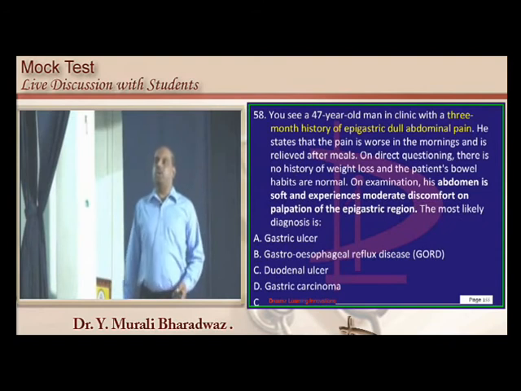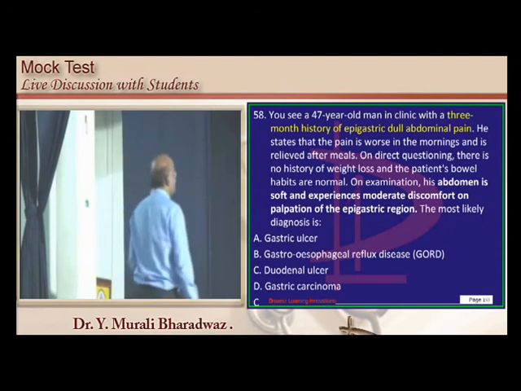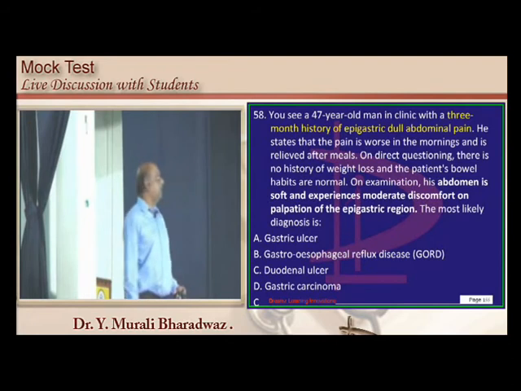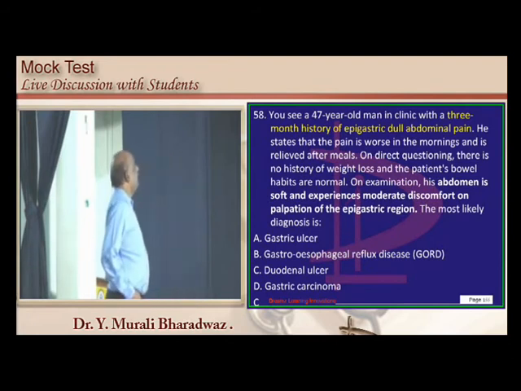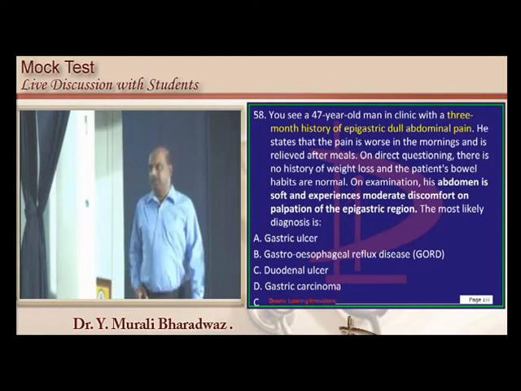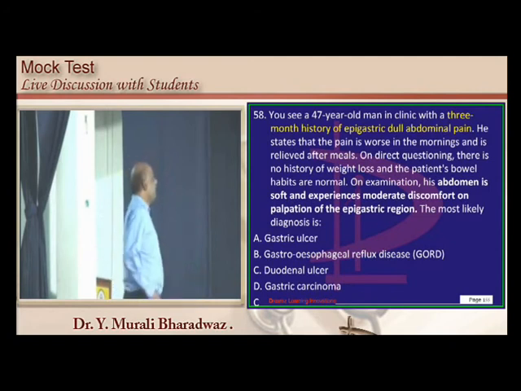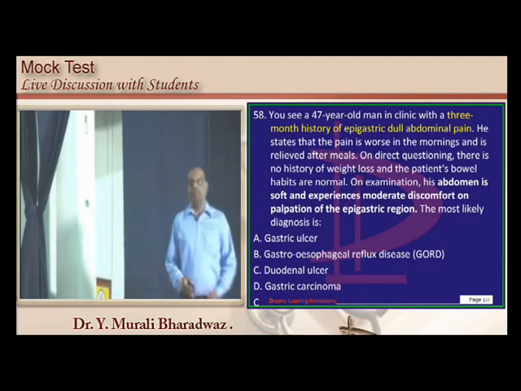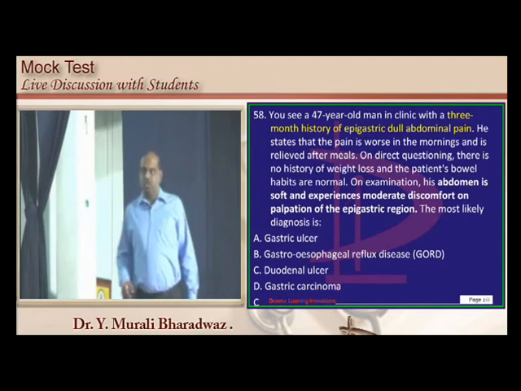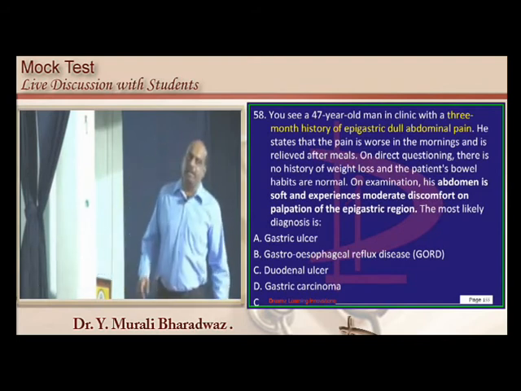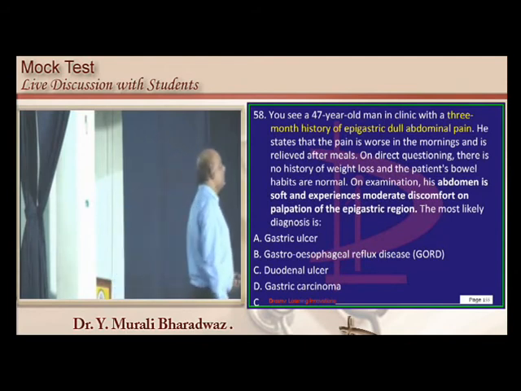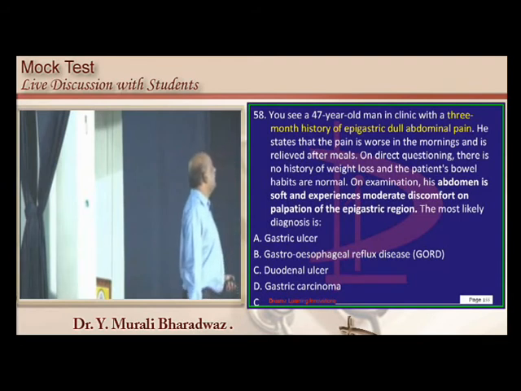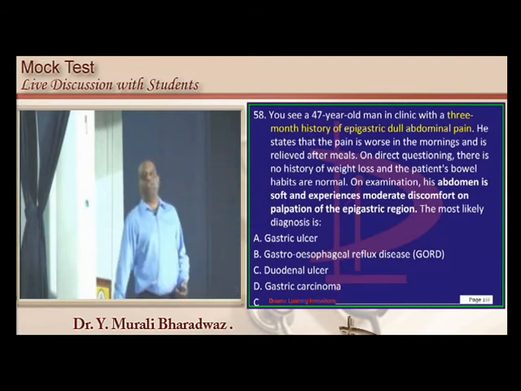Now a 47-year-old with a 3-month history of epigastric dull abdominal pain. Abdomen is soft and he states that the pain is worse in the morning and relieved by taking food. This is very classical of, as you all know, duodenal ulcer. Whereas in gastric ulcer, he is afraid to eat food. So loss of weight is a feature of gastric ulcer. Gaining of weight is a feature of duodenal ulcer, because food relieves the pain in case of duodenal ulcer.